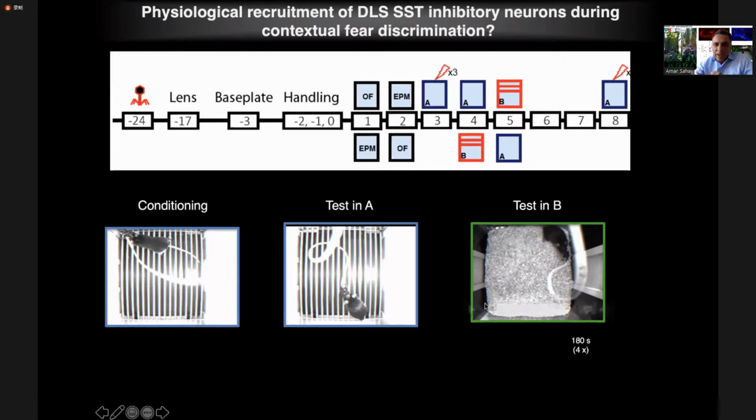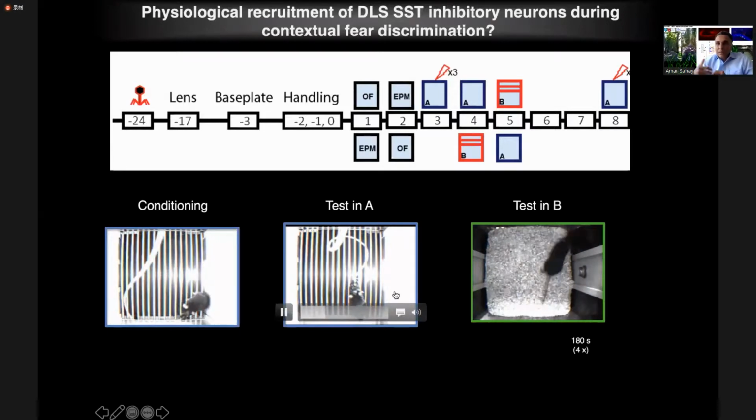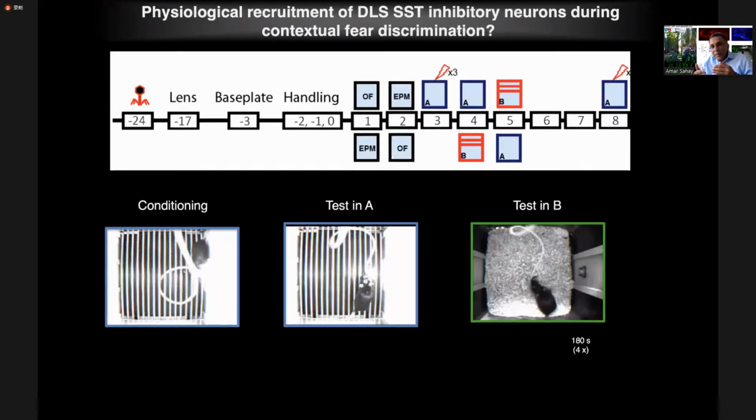So this is now the behavior of the animals. Prior to conditioning, the animals express high levels of mobility, very low levels of freezing, if any, in context A. Following conditioning, 24 hours later, when the animals are placed back in context A, you can appreciate that now the mobility of the animal is highly regulated. Behavioral state transitions are very marked. The animals are mostly immobile and then transition into a mobile state and then return to an immobile state. In contrast, in the distinct context B, the animals are very mobile with very, very few bouts of immobility.